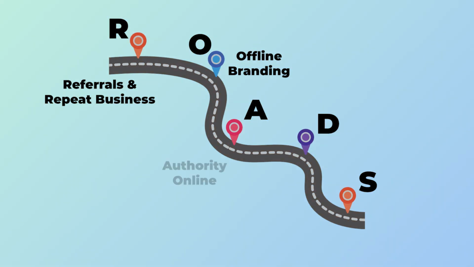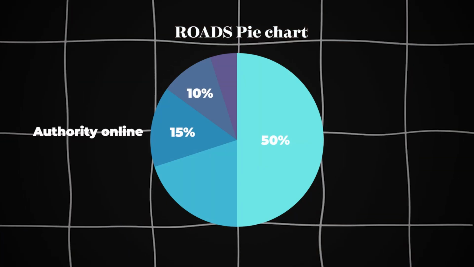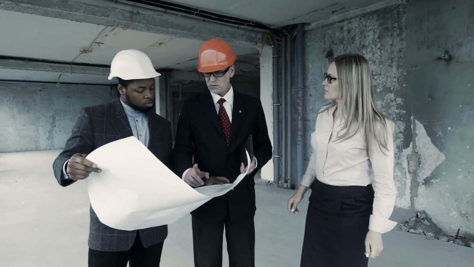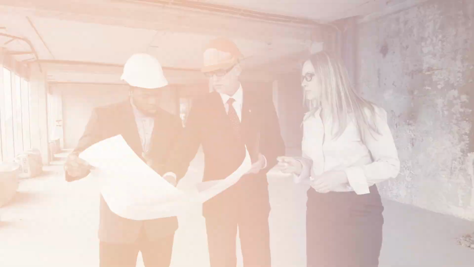The A of the R.O.A.D.S framework is authority online. So this is your online presence side of things. Some of these are one-time build-outs. Some of them are constant things that I recommend to never stop doing. If you stop doing something with your online side of things, chances are that your competitor will push you out of the water and they'll take over all the business that you could be getting in the first place.